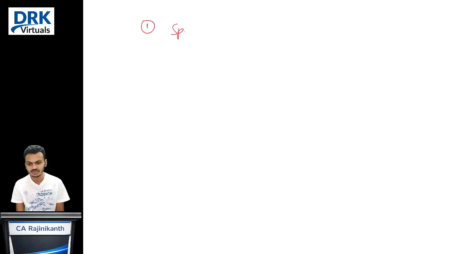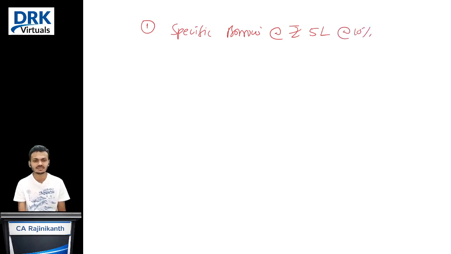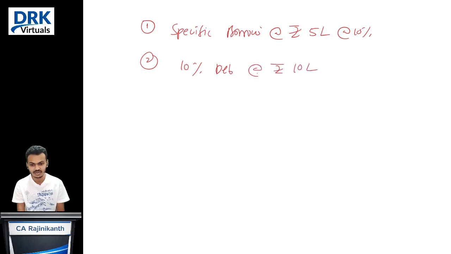We are having a specific borrowing of rupees 5 lakhs. This is at the rate of 10%. We have not invested anywhere temporarily. Okay. Second one, we are having two general borrowings: 10% debentures of rupees 10 lakh, and 12% working capital loan for 12 lakh rupees.